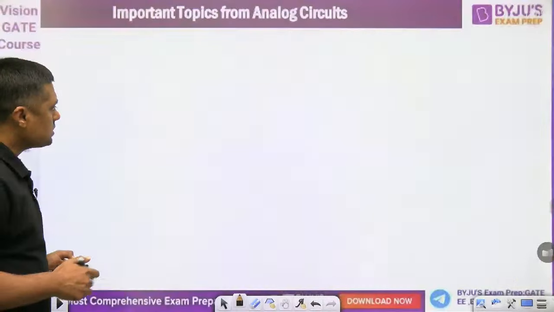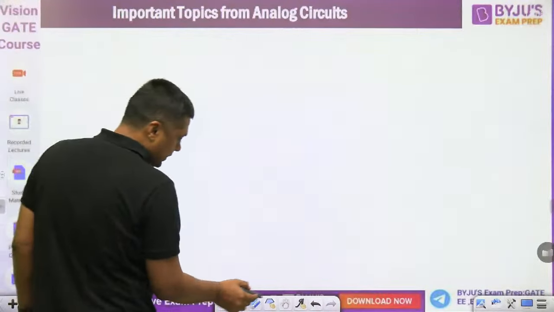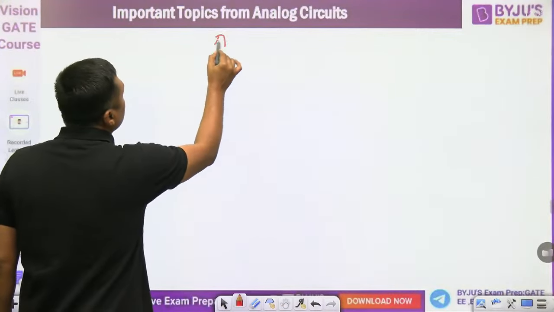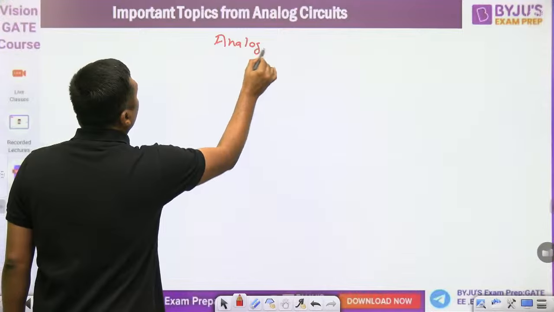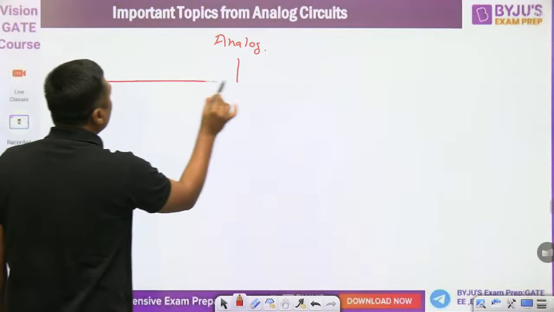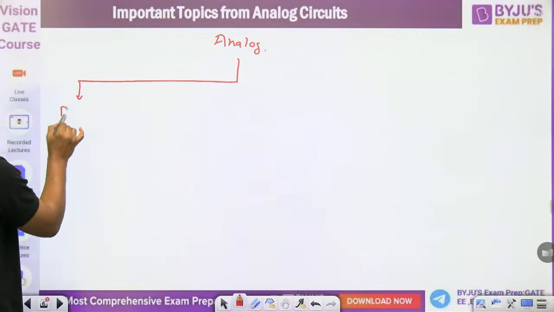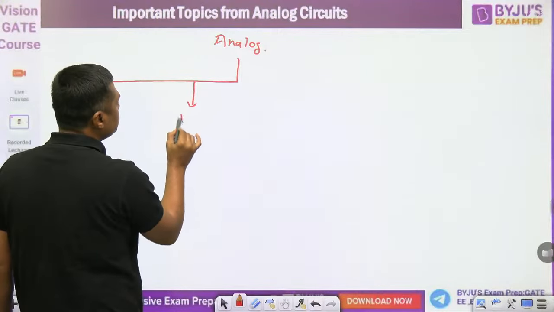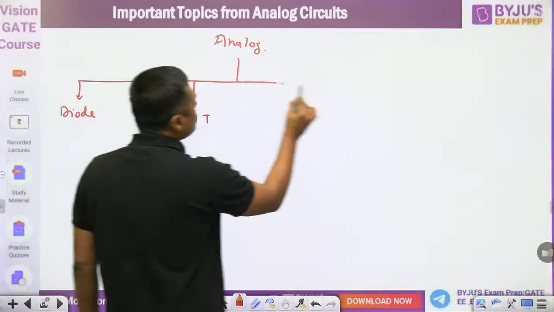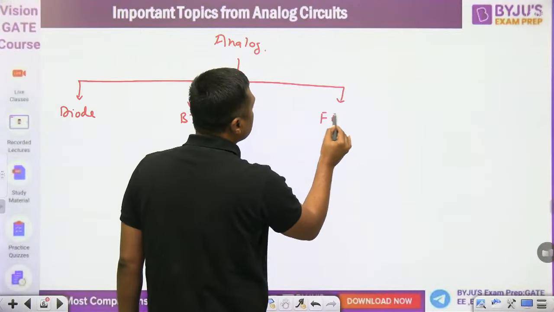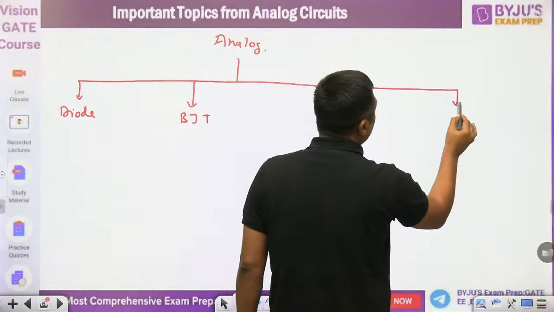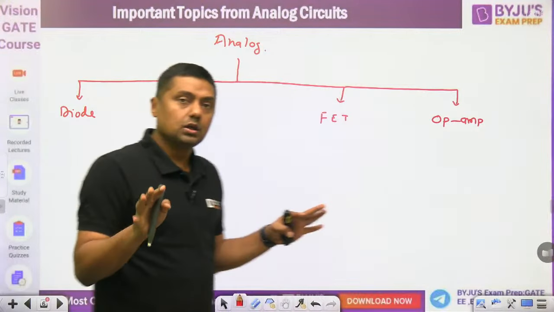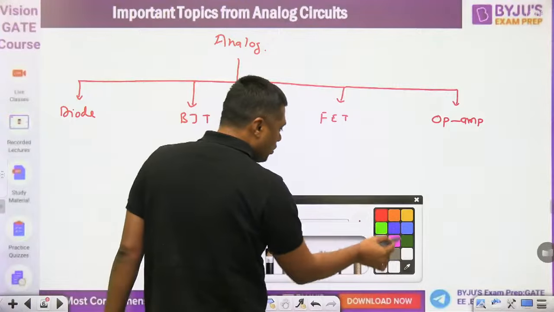First topic is diode circuit. When we are talking about analog, broadly you can divide analog into: first diode, meaning application of the diode; then BJT; then MOSFET or FET; and then finally operational amplifier. First of all, divide it into 4 parts. Just write on your copy, you will get the idea.